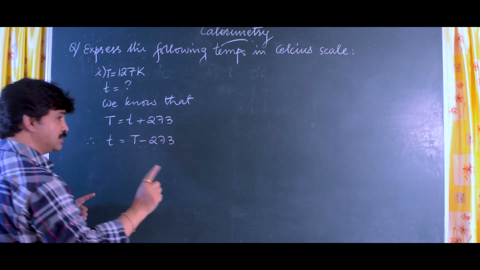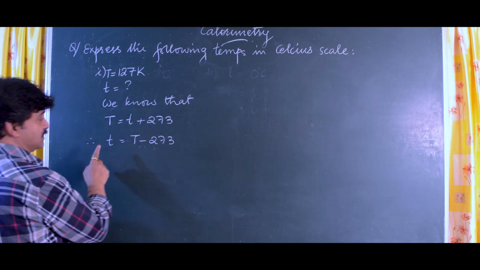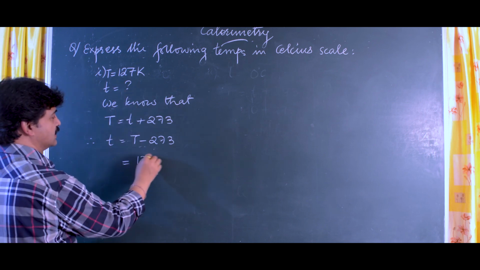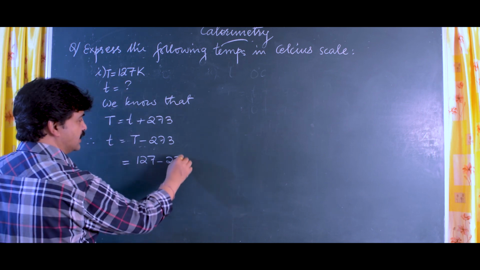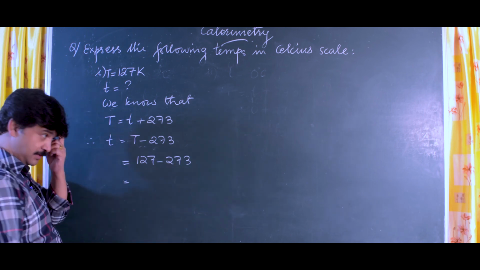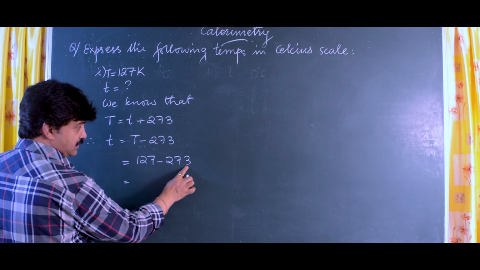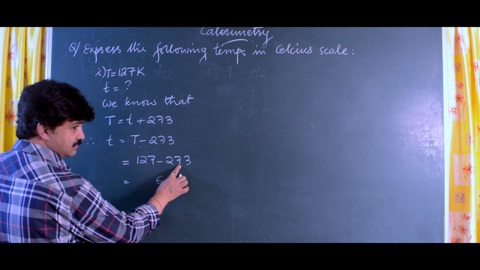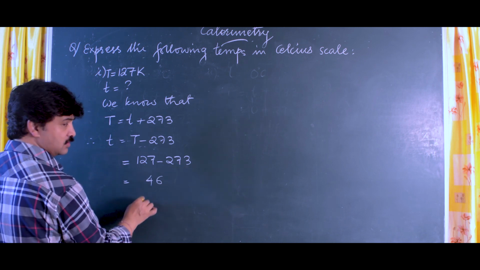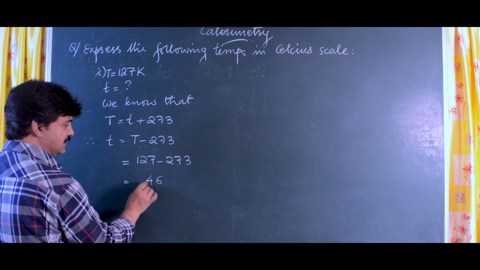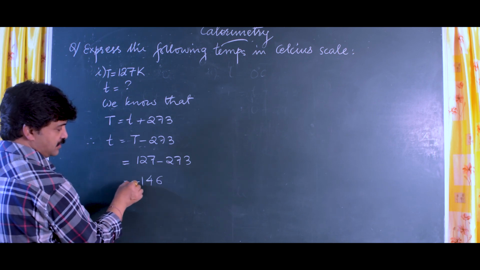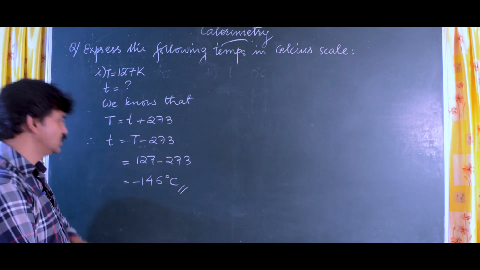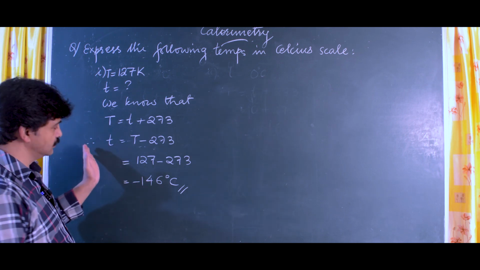So to express the temperature in Kelvin, you have to add. To express the temperature in Celsius, you have to subtract. T is how much? 127 minus 273. We need to subtract. Now, 13 minus 7 is 6. 6 minus 2 is 4. And 2 minus 1 is 1, and the sign of the bigger number is minus. So this much degrees Celsius. This way we do the conversion from Kelvin to Celsius.